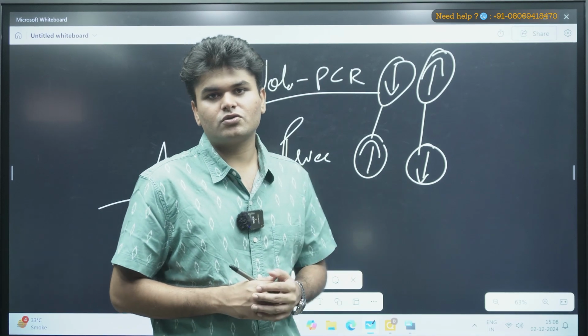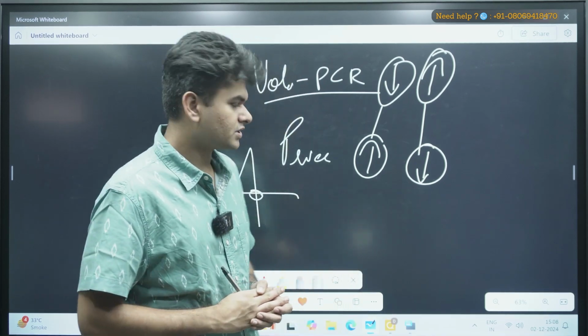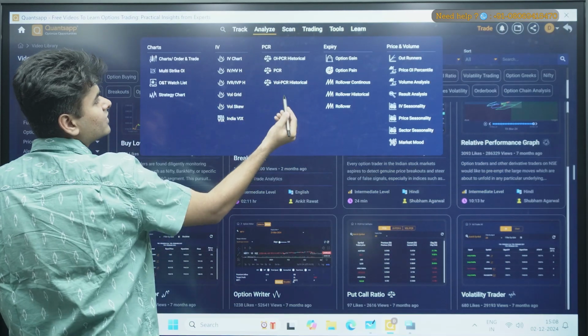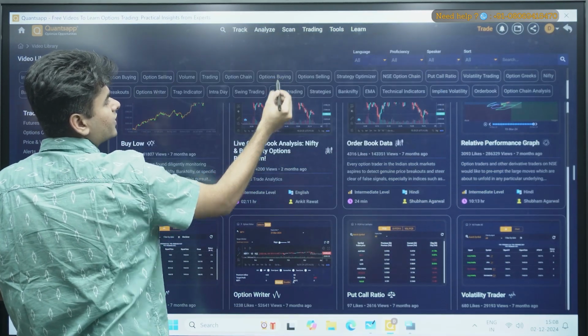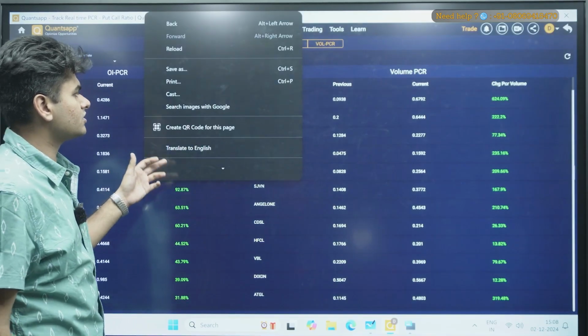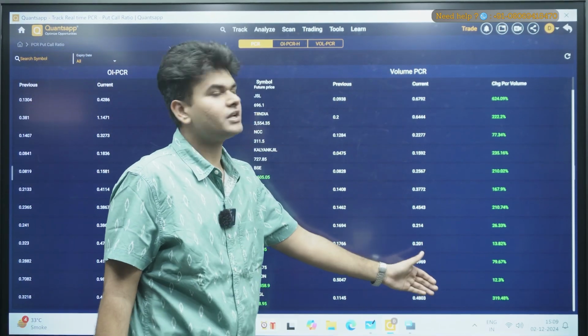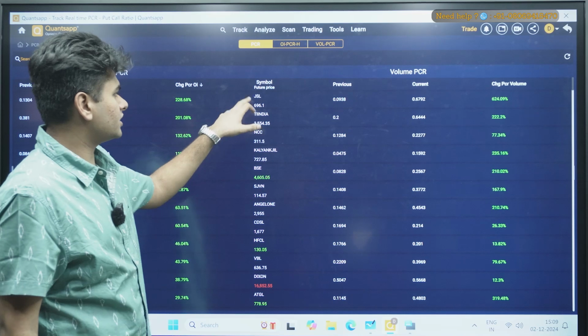Now let's jump on to Quantsapp and see how the tool works. If I come to Quantsapp, you can come here in Analyze and see the PCR data. If I come to PCR, as you can see, this is the overall PCR. You can see OI PCR here and volume PCR here, and the particular stocks' data here.